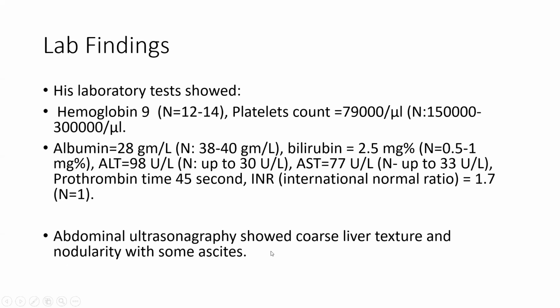Abdominal ultrasound showed coarse liver texture and nodularity with some ascites. So he has a nodular appearance of the liver with ascites. What does a nodular appearance of the liver mean? What diagnosis do you think of? Cirrhosis. Excellent.